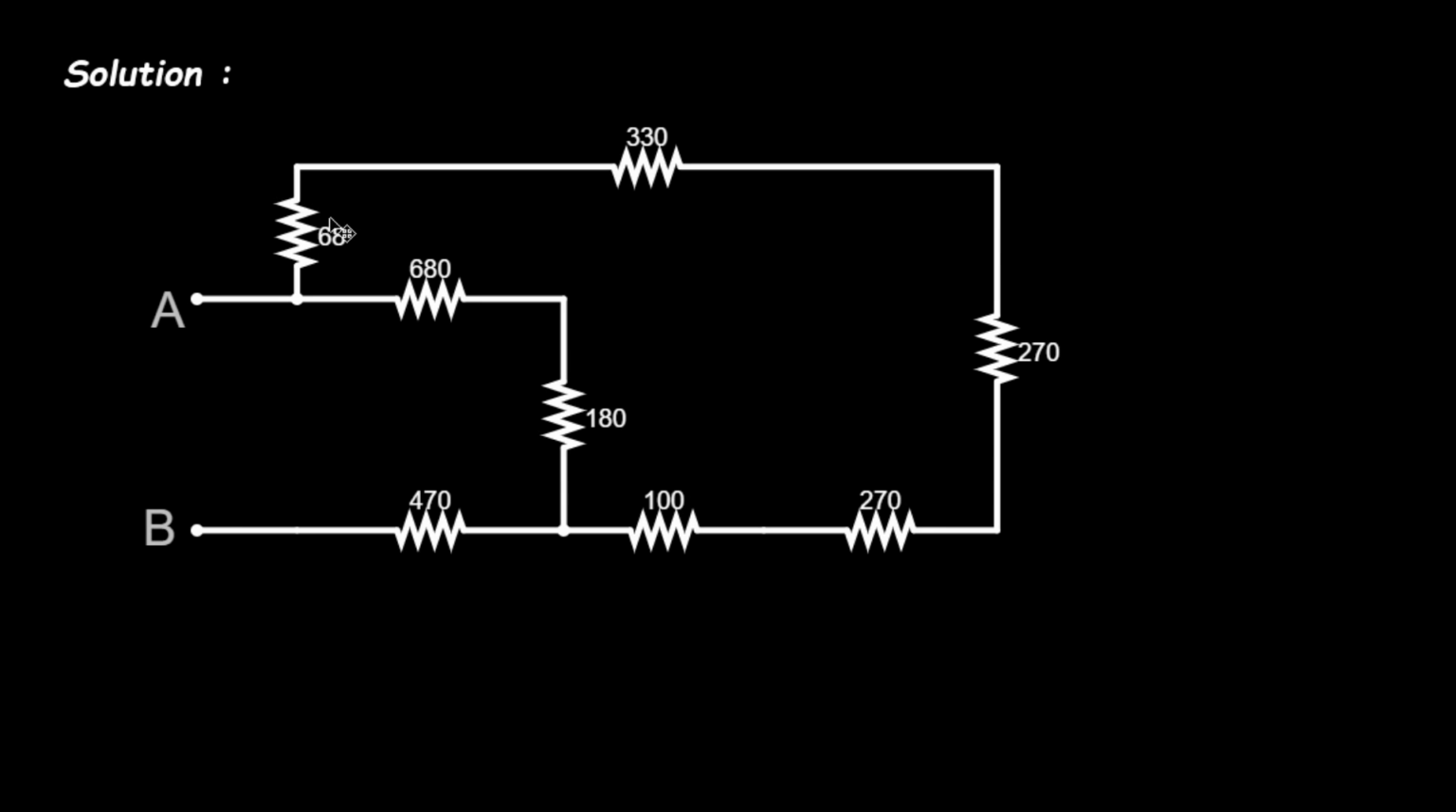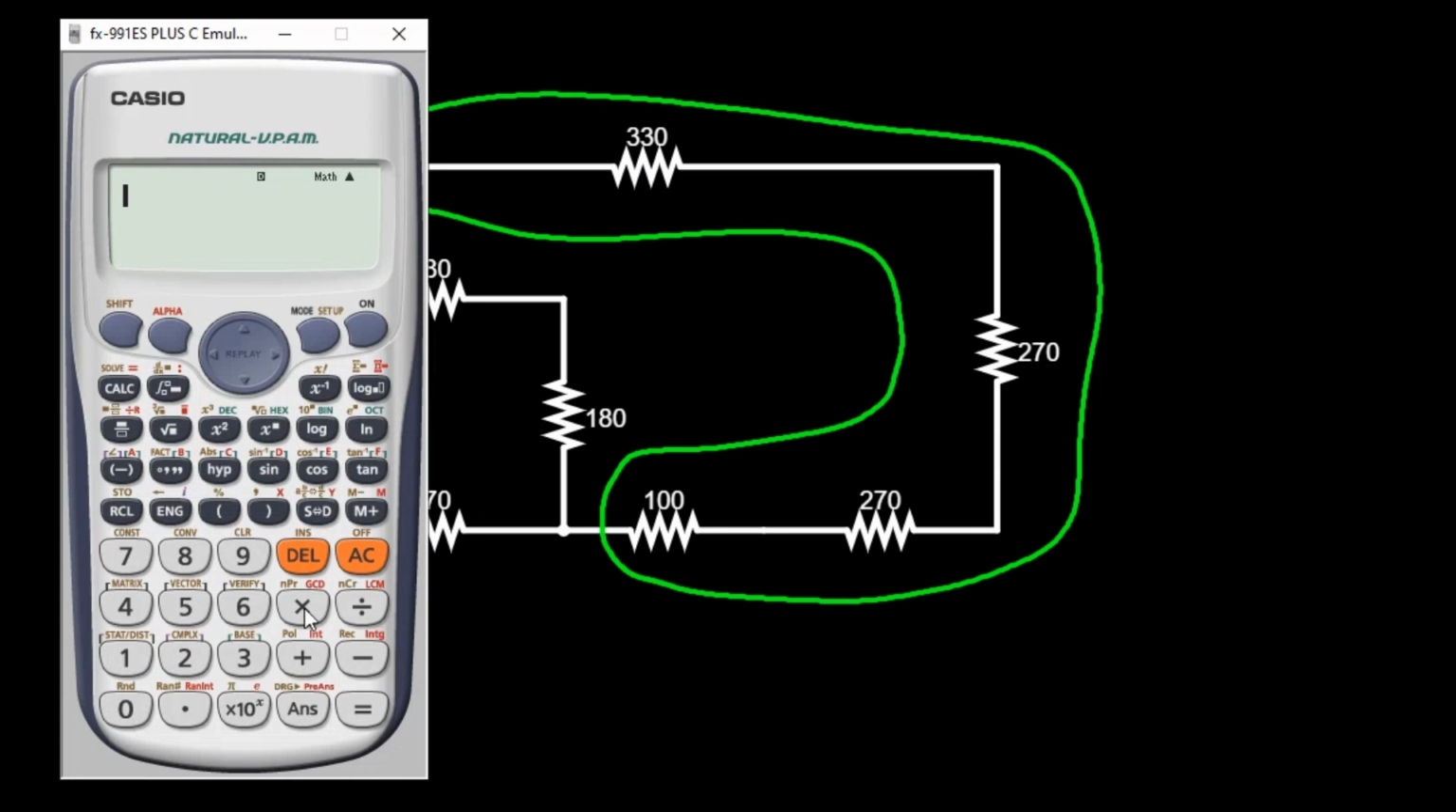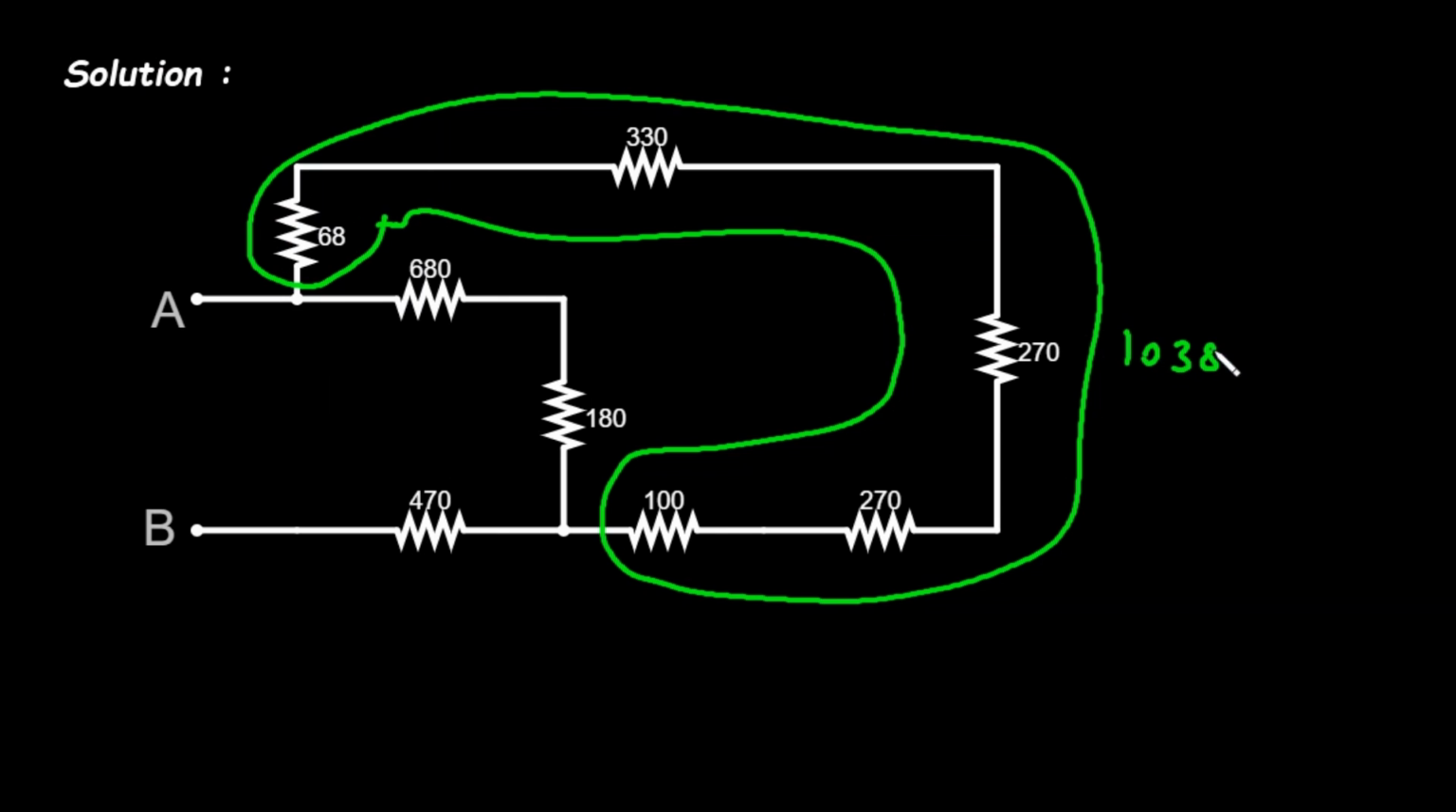Now here we can clearly see this 68, 330, 270, 270 and 100. These are connected in series. So we can solve this like this. These are connected in series. So their equivalent resistance will be simply 68 plus 330, then plus 270, then plus 270 plus 100. Now this is equal to 1038 ohm.